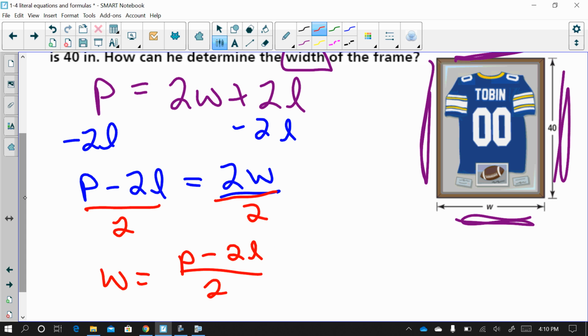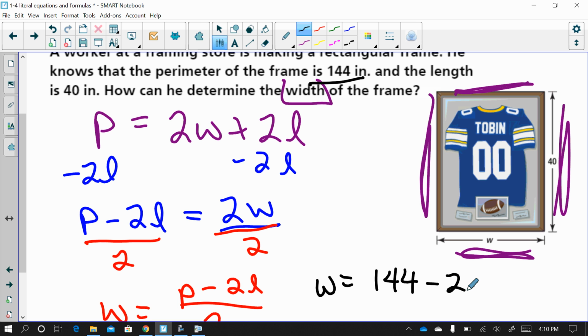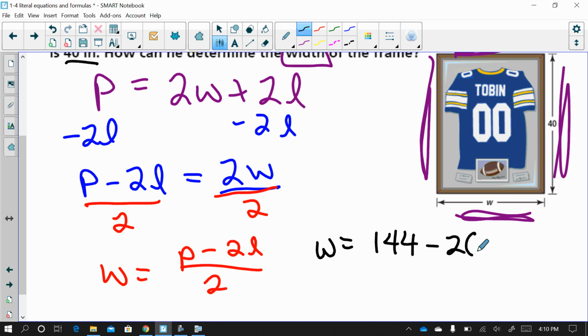Okay, so now I can plug in what I know. I know my perimeter, so perimeter is 144. So W equals, instead of perimeter, I'm going to write 144 minus 2. Do I know anything about the length? Oh, the length is 40. I can plug in 40 for L and divide all of that by 2.